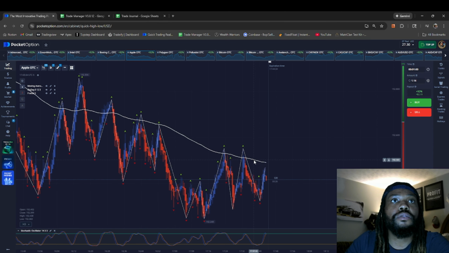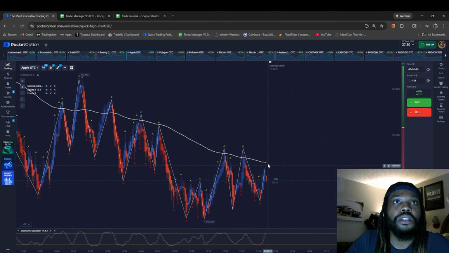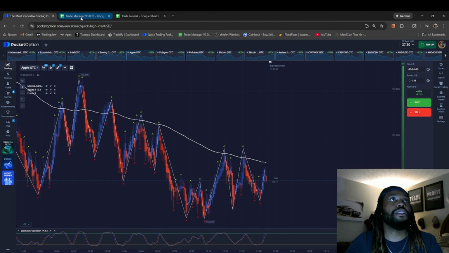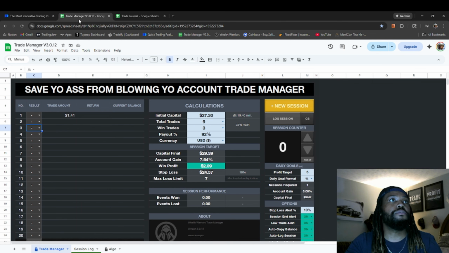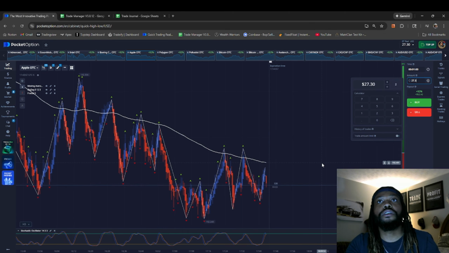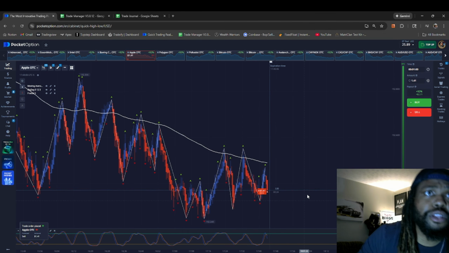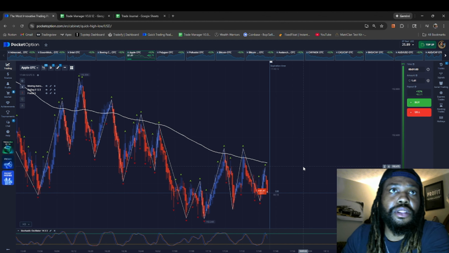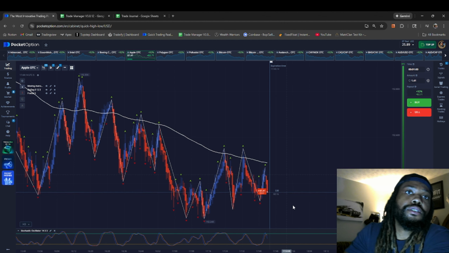Now we're underneath the 200 and we're at overbought conditions on the stochastic. My last confirmation would be for a fractal to pop up. Now let me get my trade amount ready, which is 141. If we get a fractal, I'm in for a minute going down. We got that fractal right there. I'll probably enter a little late, but let's see how it turns out.